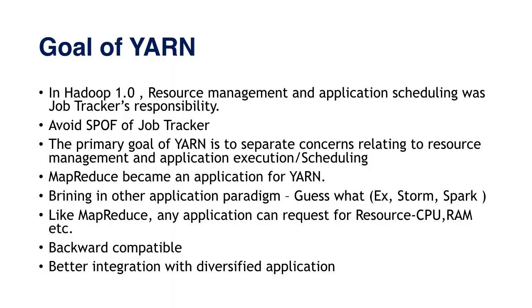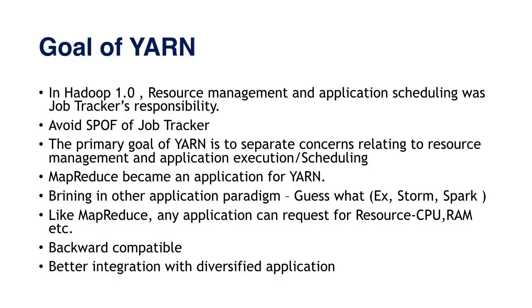So Yarn is a very powerful concept because it brings in other application paradigms to the platform. Some of the best examples are Storm, Spark, and a few more in development. Storm and Spark are also Apache open source projects. They're part of the Hadoop ecosystem with a different problem solving approach for big data processing. One is low latency, the other is in-memory processing.